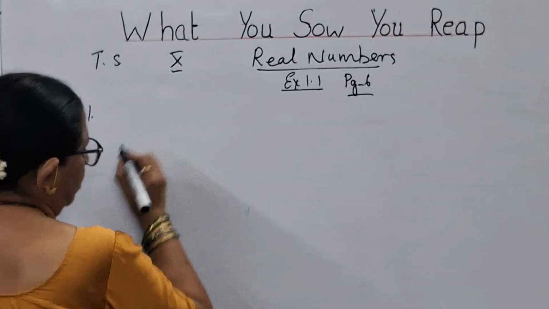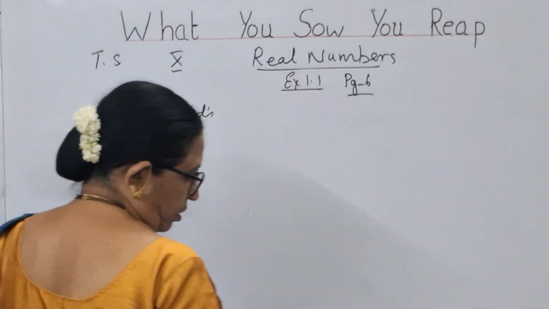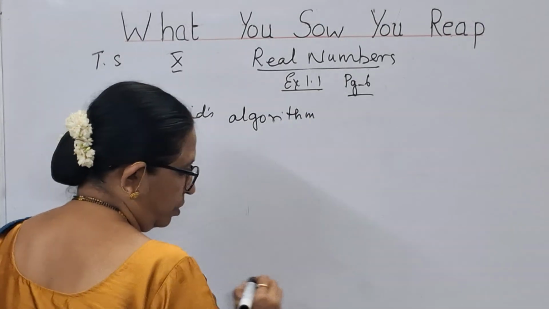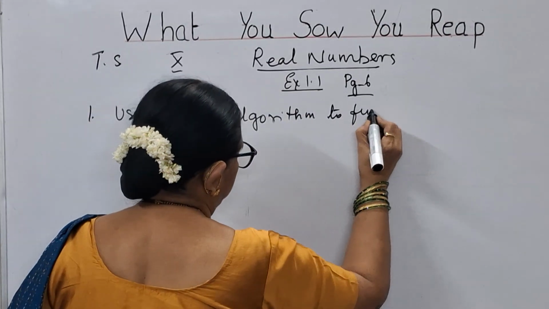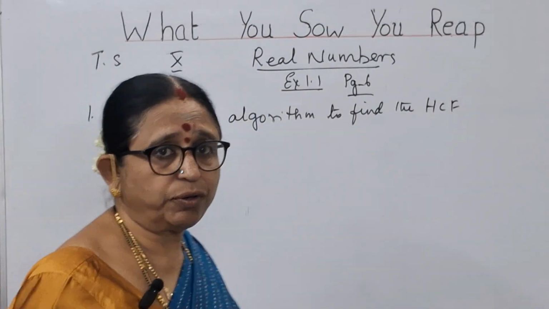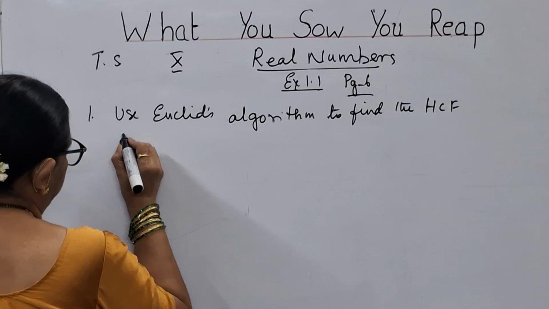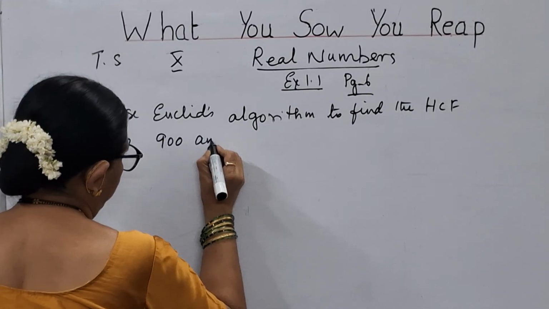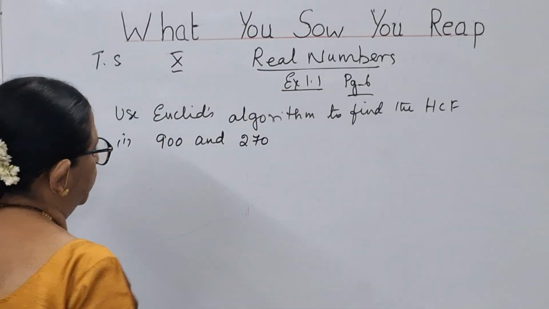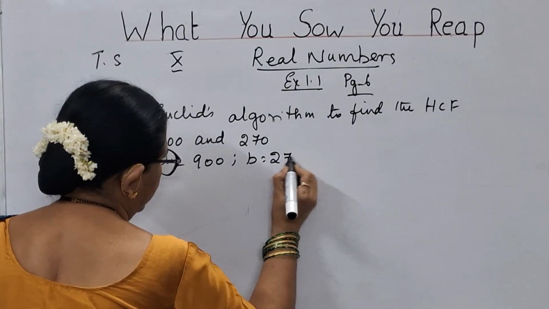So, what is the first one? You have to use Euclid's algorithm, that is Euclid's division rule, to find the HCF. You have to find the HCF by using Euclid's algorithm. The first problem given to you is 900 and 270. I have explained to you earlier, children. The bigger value should be taken as a and the smaller value should be taken as b.